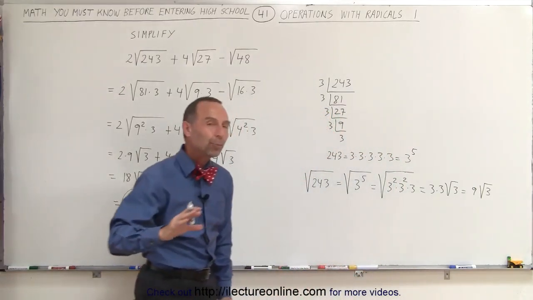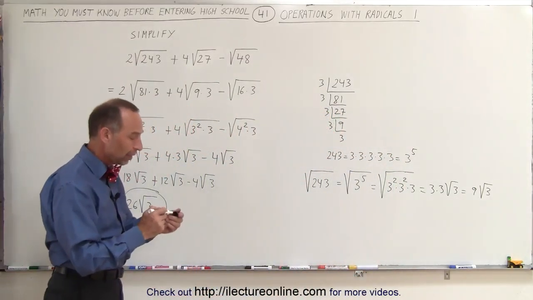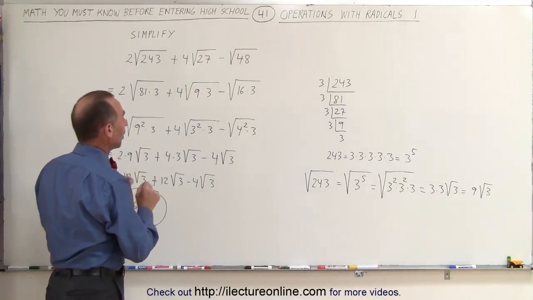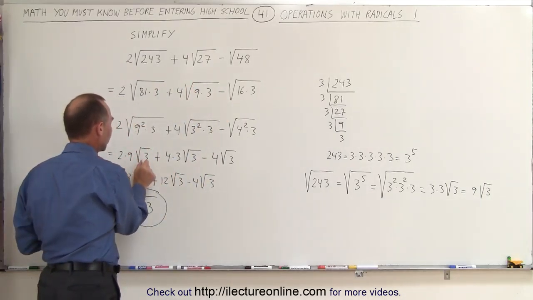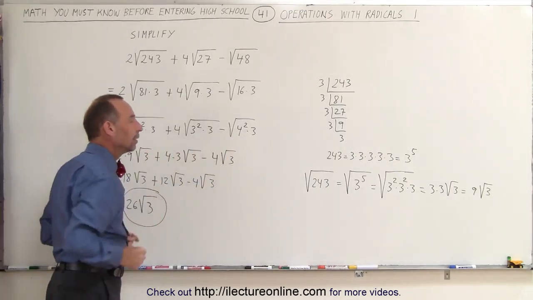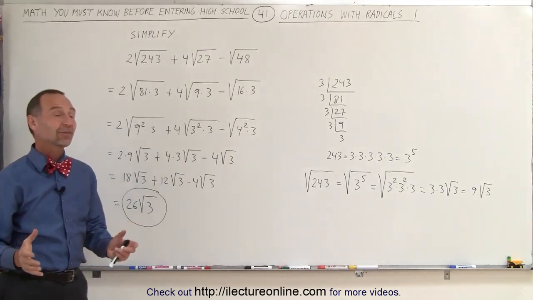So you can see there are different approaches to these types of problems, but ultimately, if you're going to combine, add or subtract radical expressions, the idea is, can you get it to the point where the number underneath the radical is the same number so that you can then combine the radical expressions? And that's how it's done.